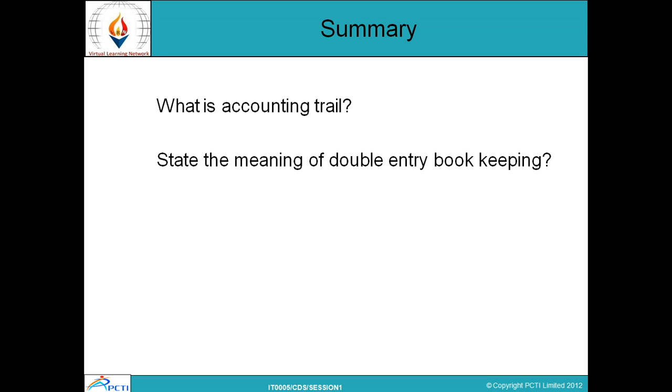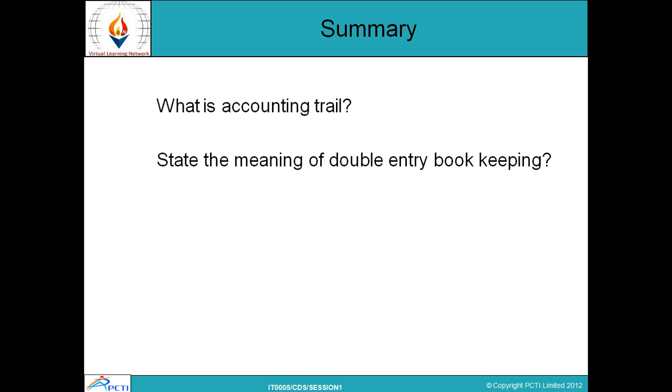Now let's summarize today's learning. We discussed the accounting trail. What is the accounting trail? The accounting trail is the process of identifying transactions, preparing vouchers, recording them as journal entries, preparation of ledger accounts, balancing the ledger accounts, incorporating all adjustments, preparation of trial balance, and finally preparing the financial statement and balance sheet from this. That is what the accounting trail is.